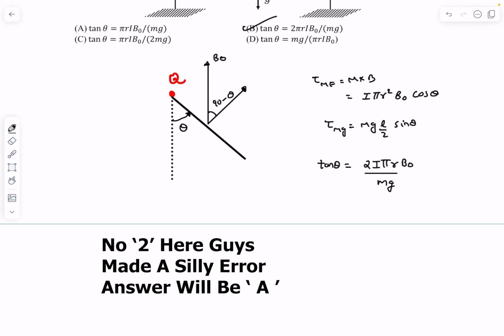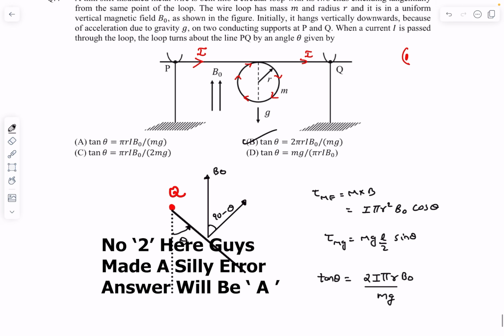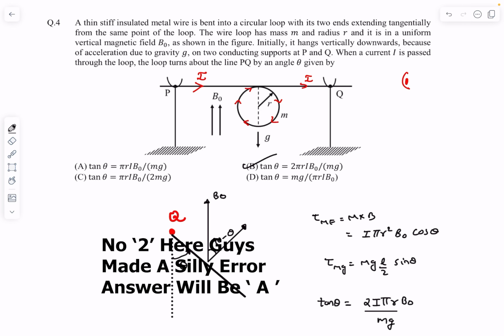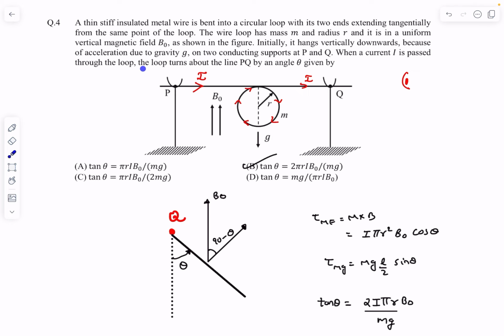So in the question what they were intending to ask is the equilibrium angle theta, which is probably what most people have answered in the paper, but the way they worded the problem is actually not correct. So what they should have asked is what is the angle turned by the loop by the time it reaches the equilibrium position, or something like that.